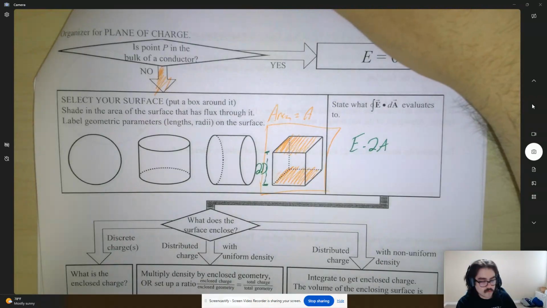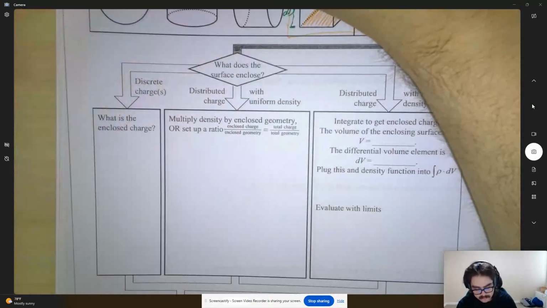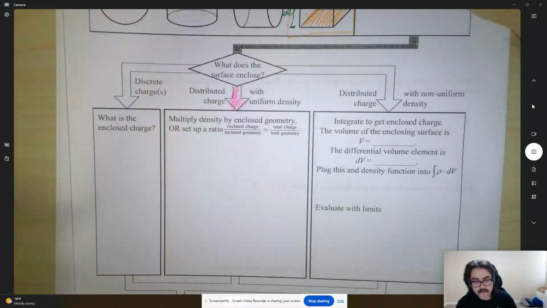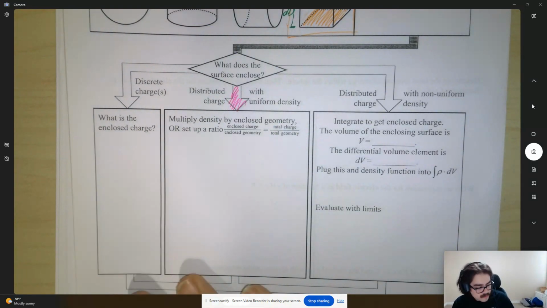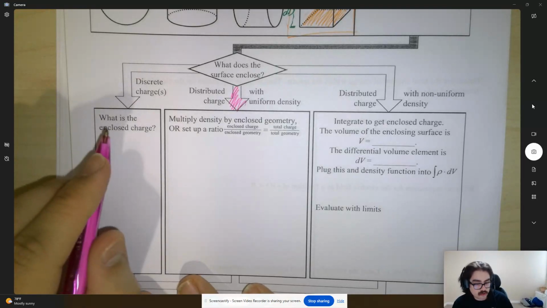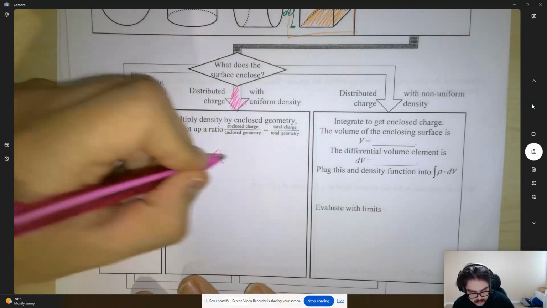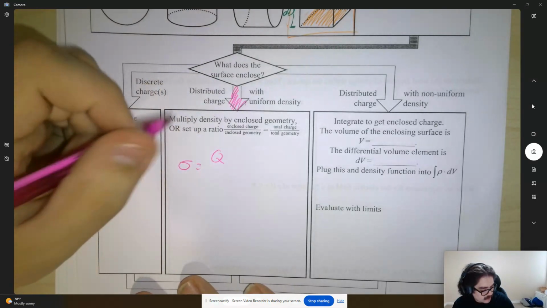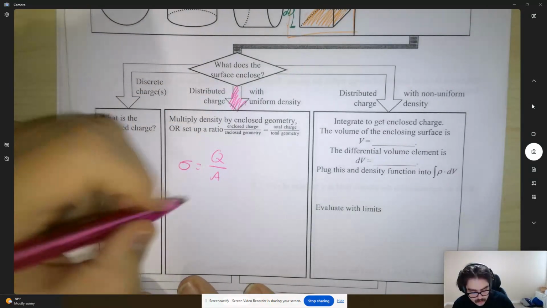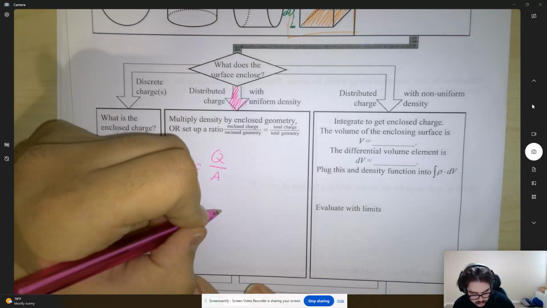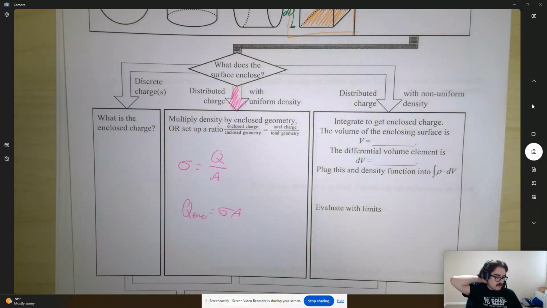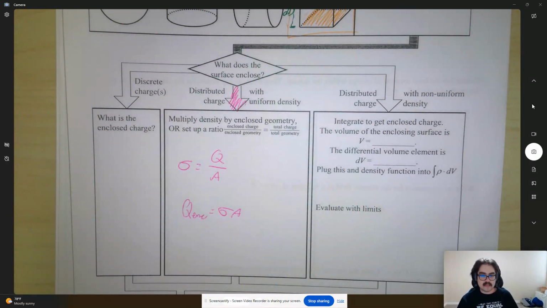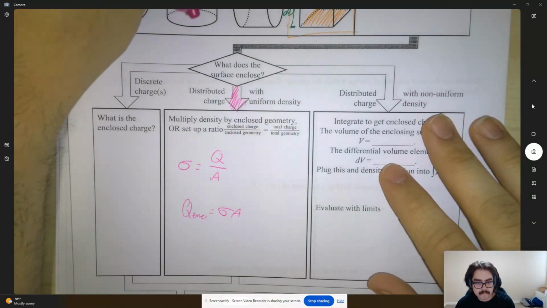This is a distributed charge with uniform density. So I'm going to go this path. The enclosed geometry, I'm looking at the enclosed area. I already know the charge density is sigma equals Q over the area. So I can figure out that Q enclosed is really just going to be sigma times the area that's enclosed, or the total area of the plate.